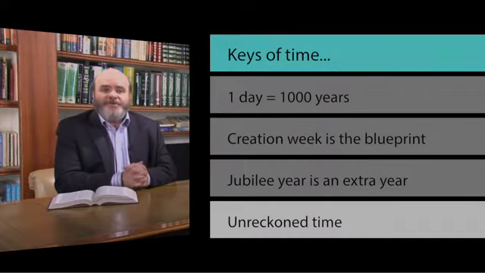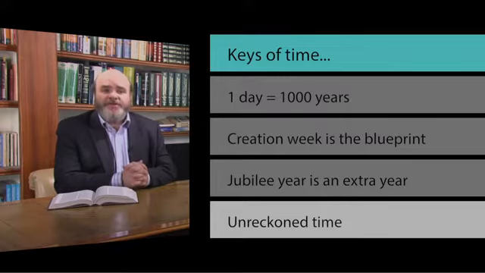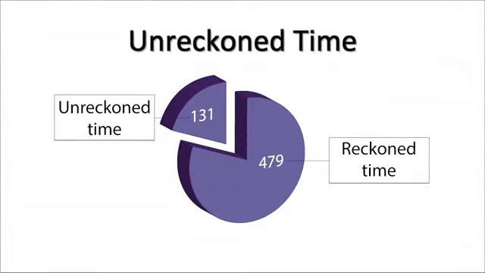Key 4 is the principle of unreckoned time, which says that God does not count times when his people's sin causes his plan of redemption to be suspended. This is convincingly revealed by the 479 completed years recorded in 1 Kings 6:1, which are 131 years short of the actual time. Now, the total times of servitude are also 131 years. So if they are subtracted from the total time, this gives exactly 479 years.